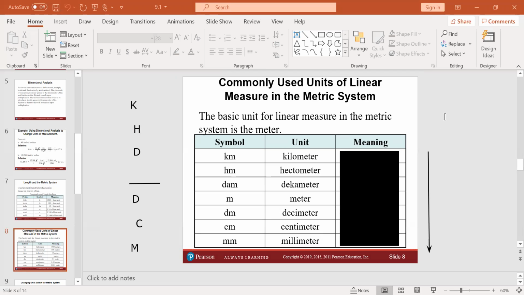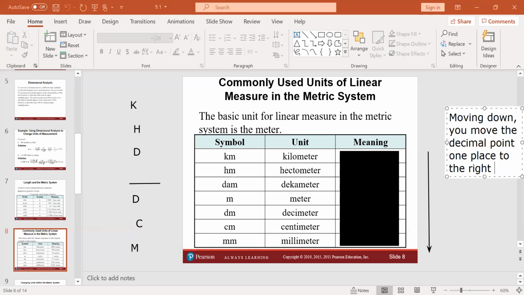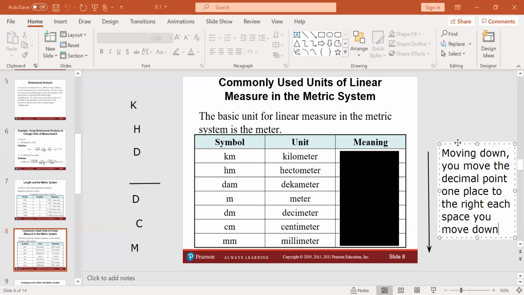So moving down, you move the decimal point 1 place to the right each time you move down. That's the beauty of the metric system, because the metric system is a base 10 system. So when I'm moving from kilometers to millimeters, I'm actually just multiplying by a power of 10. I'm multiplying by 1 million, and all that does is move things down. So that's why this King Henry died business is really useful for remembering this stuff.